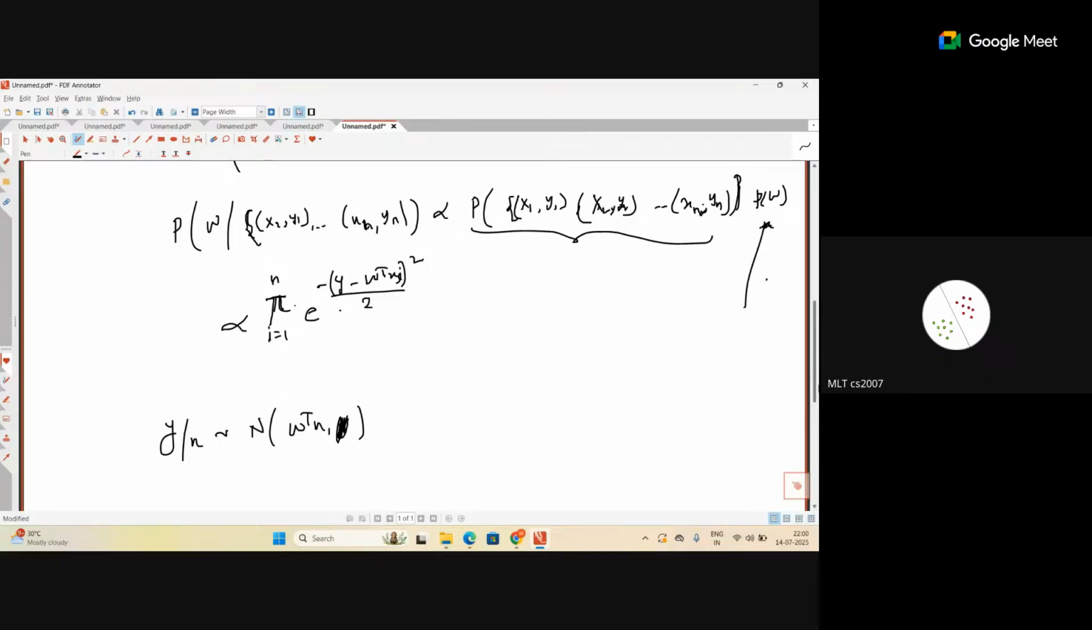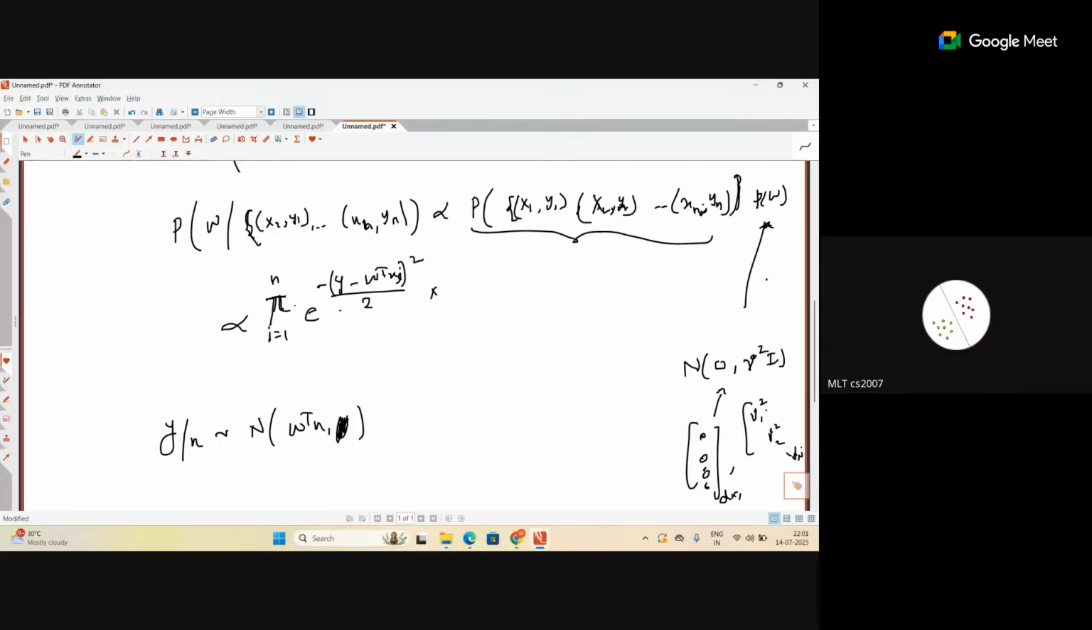And what about the distribution of W? It is normally distributed with mean 0 and covariance gamma square I. So what will be the prior probability? W is in R^d, so the mean is a zero vector of d dimensions, and this is a covariance matrix of size d cross d. How will it look? Gamma 1 square, gamma 2 square, and like that up to gamma d square.